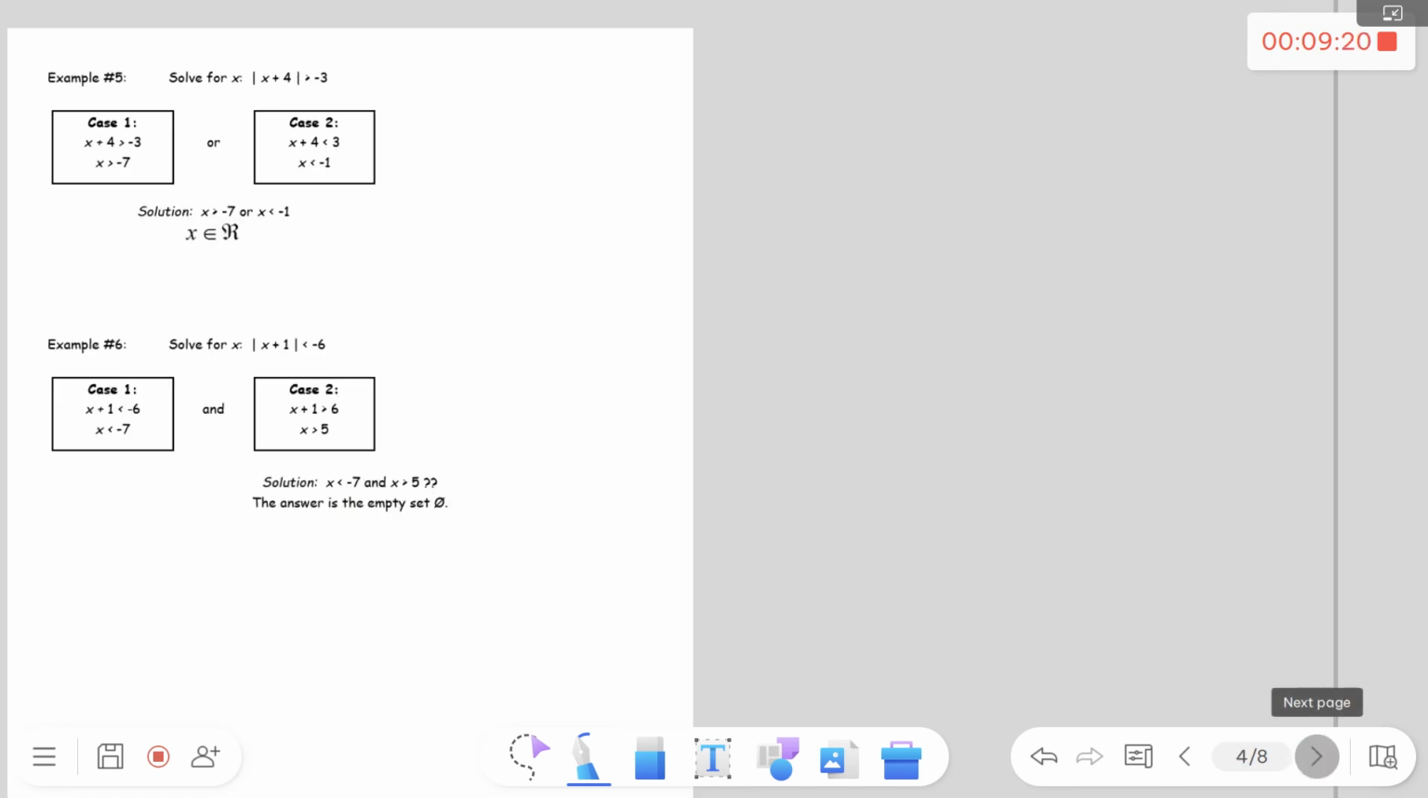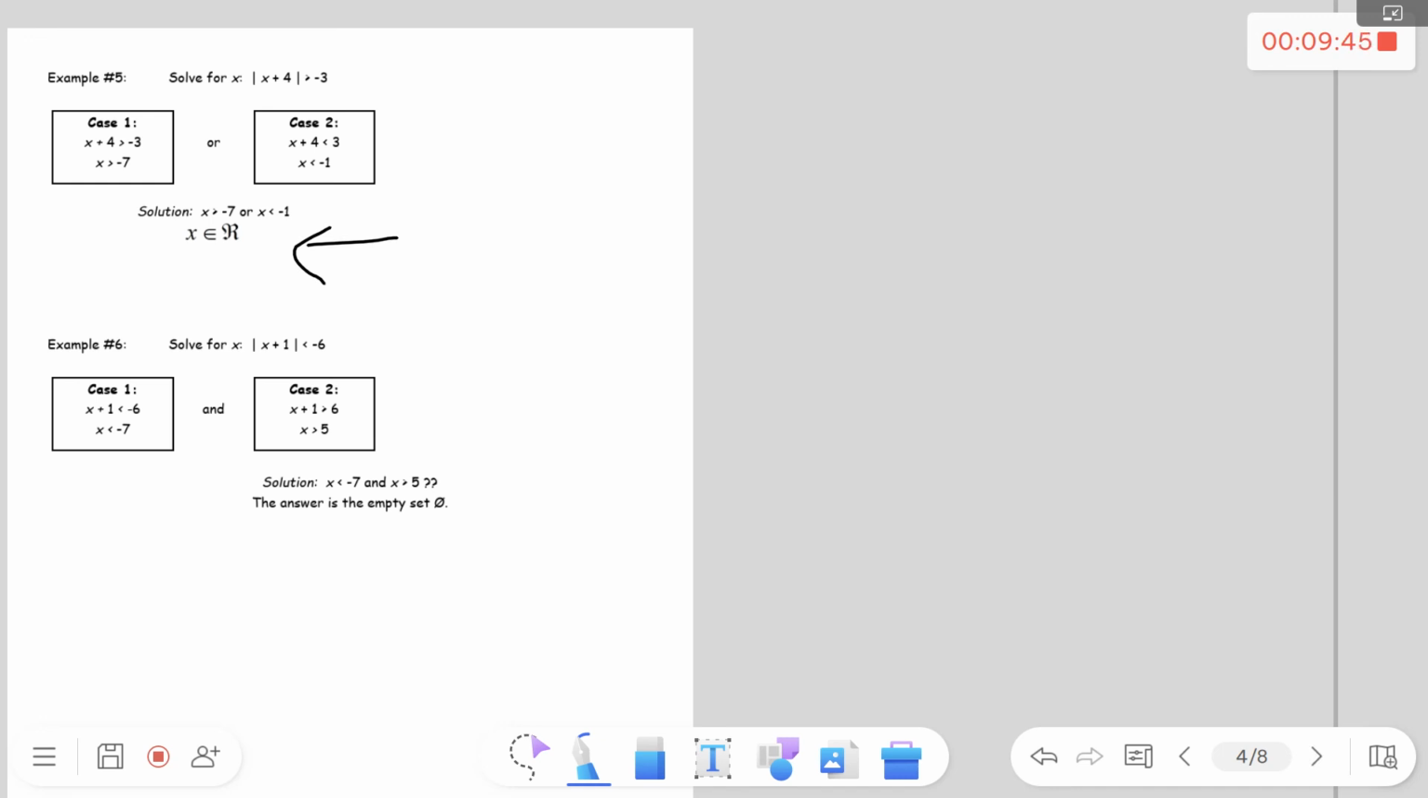We see here a situation where as I solve this, I have the absolute value of something greater than a negative number. Well, the absolute value is always going to be greater than a negative number. I end up with every number that is not only greater than negative 7, but every number that is less than negative 1. So when I look at that overlap, the overlap actually is everything. Everything will work. So that's why it says all real numbers, right?